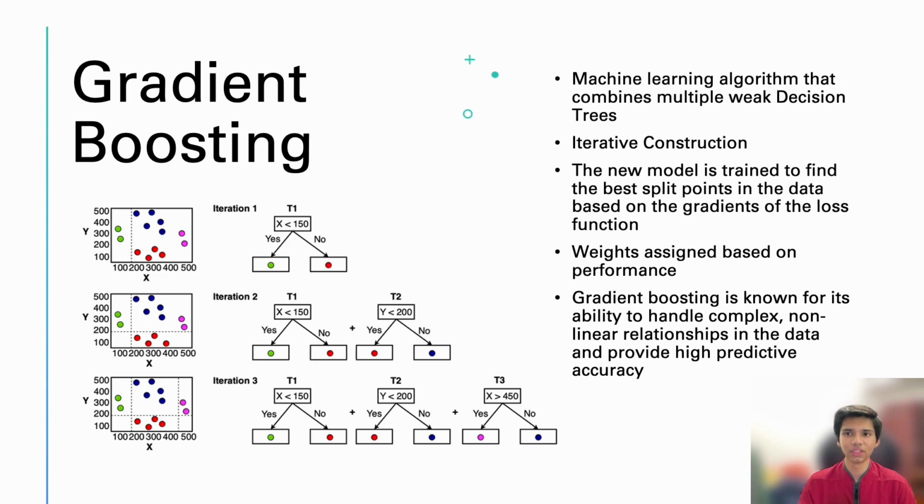In each stage, a new weak decision tree is added to the ensemble by fitting it to the residual, which is just the difference between the predicted and the actual values of the previous decision tree. The new model is trained to find the best split points of the data based on the gradient of the loss function, hence the name gradient boosting.